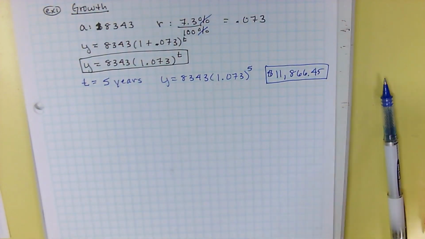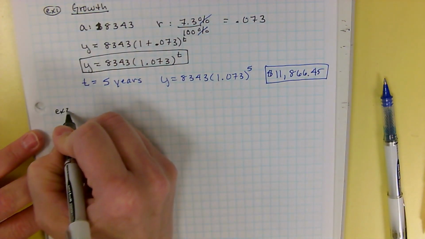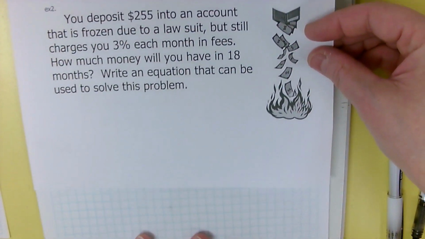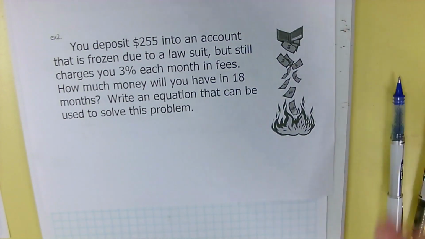Okay, so that's our first example. So now example 2. Example 2 says you deposit $255 into an account that's frozen due to a lawsuit, but still it charges you 3% each month in fees.